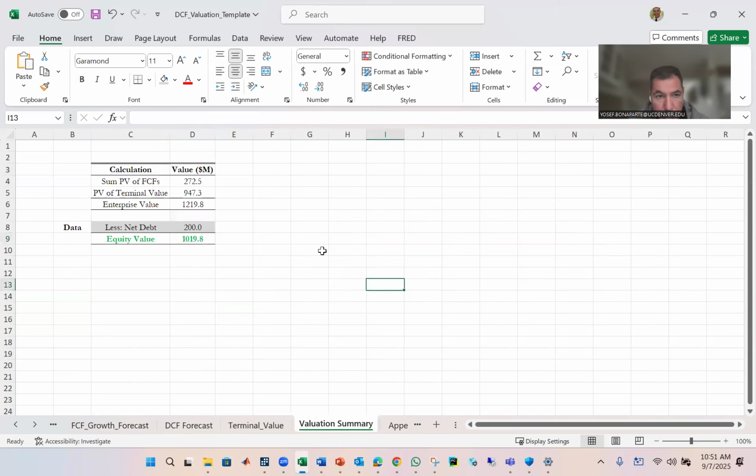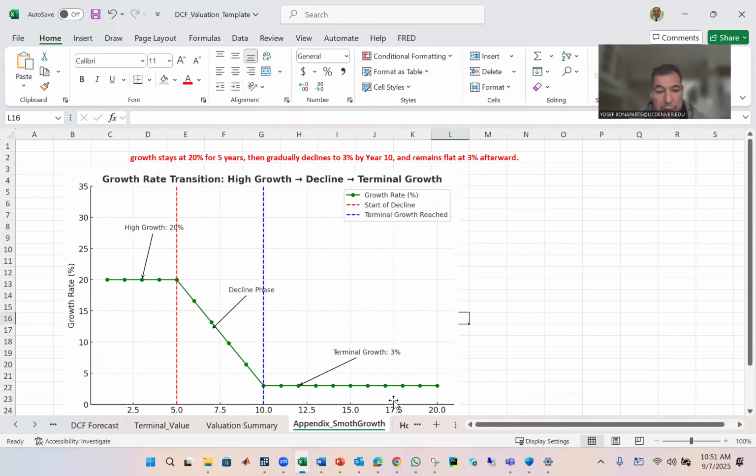Then what you have to do is just add them up. 272 plus 948 will be 1219, minus the debt, the equity value of the firm will be equal to 1019. That's it. In the appendix, I add for you: we go from 20% to 3% immediately, but that's not accurate. In the real world, there is a transition from high growth to terminal growth. So there is sometimes a lag between high growth and terminal growth.